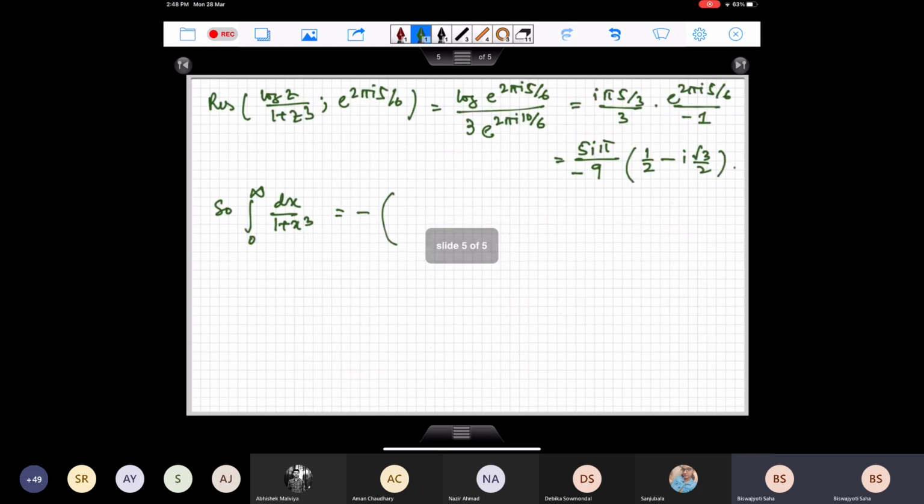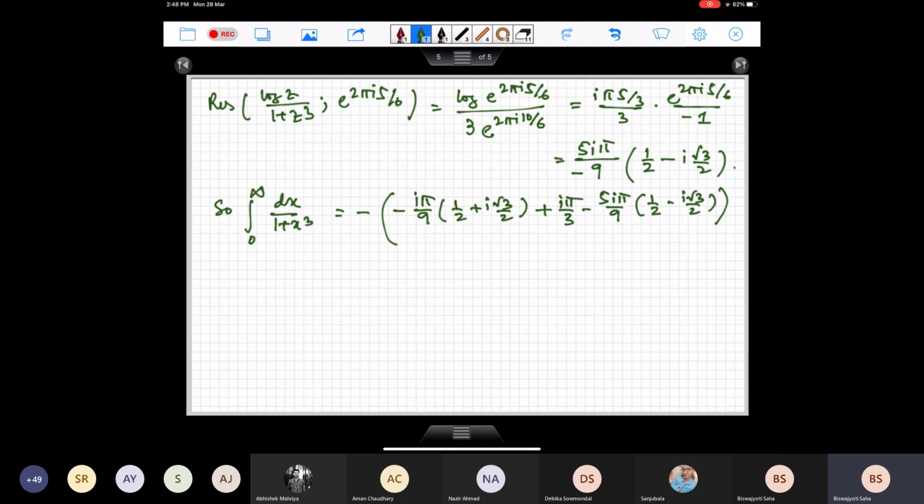So the first one is minus I pi by 9 into half plus I root 3 by 2. That's the first one, I think. The second one being minus I pi by 3 plus I pi by 3 minus 5 I pi by 9 into half minus I root 3 by 2. Okay, so this is what I am having. So you can try to see what it comes out to be.